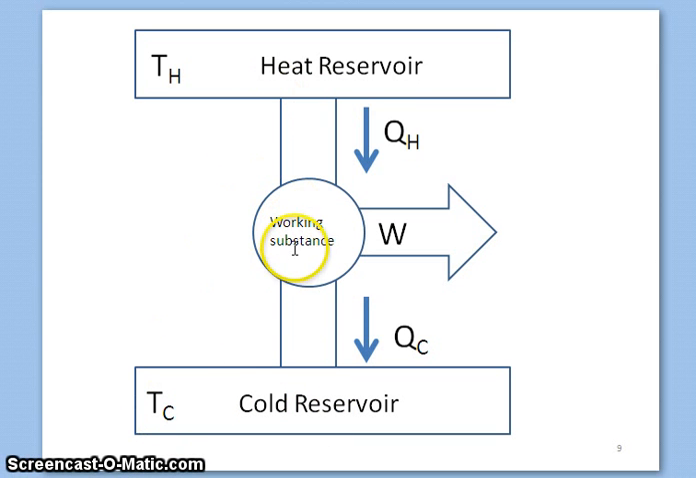Heat flows out, goes into some working substance. That working substance does work. Some of that heat does not get converted into work and dumps into the cold reservoir. This is very abstract, but all heat engines can fit into this mold. So let's take a look at what a real example would look like.